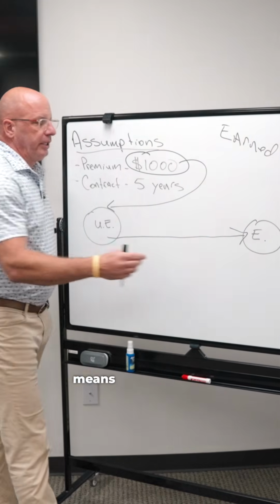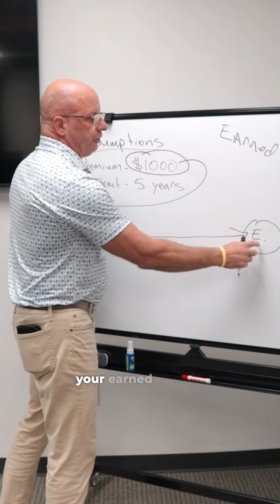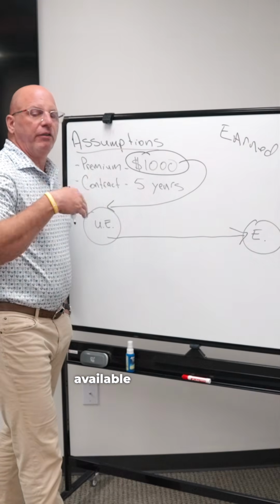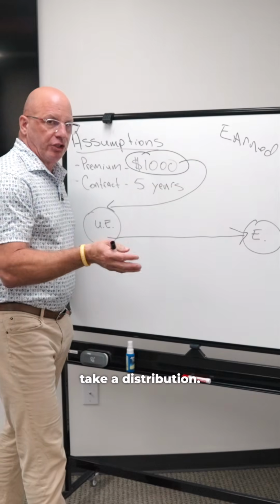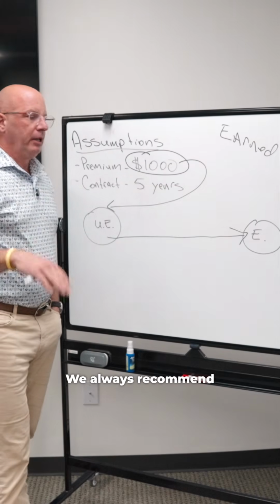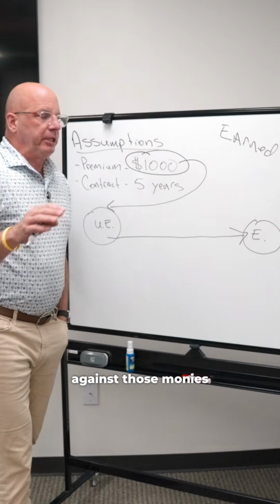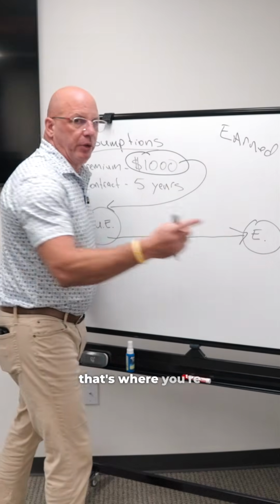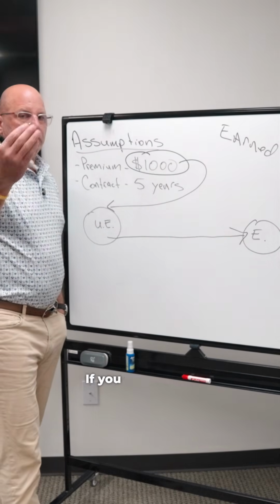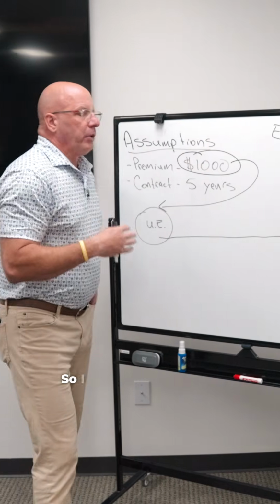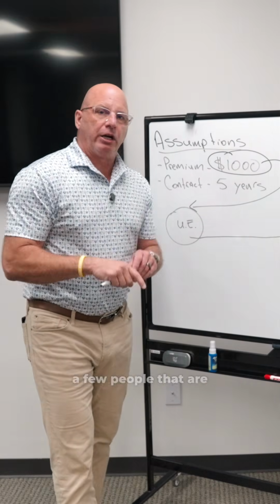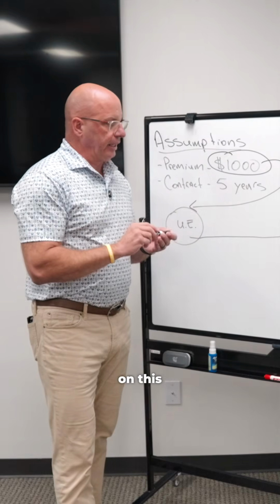Now, what this also means is when these monies do move over to your earned bucket, those monies are available for you, Mr. Dealer, to borrow up against or take a distribution. We always recommend you borrow against those monies, because if you take a distribution, that's where you're going to pay capital gains tax. If you take a loan against yourself, you're not going to have to pay those capital gains tax. So I hope this enlightens a few people that are paying attention today on this lesson.